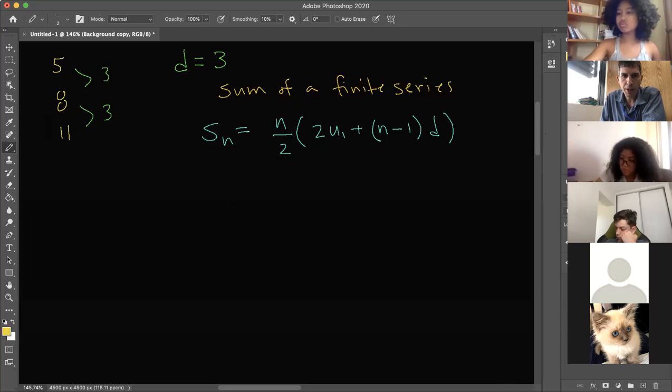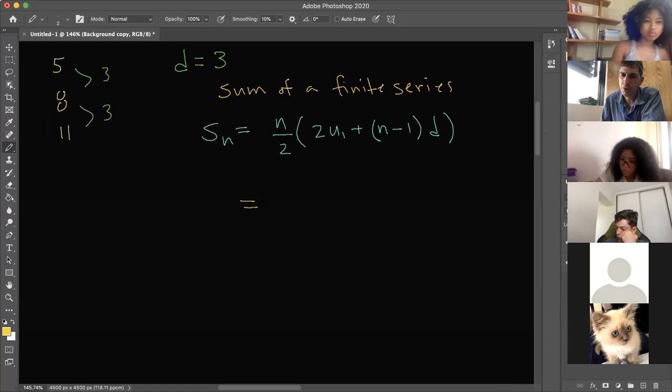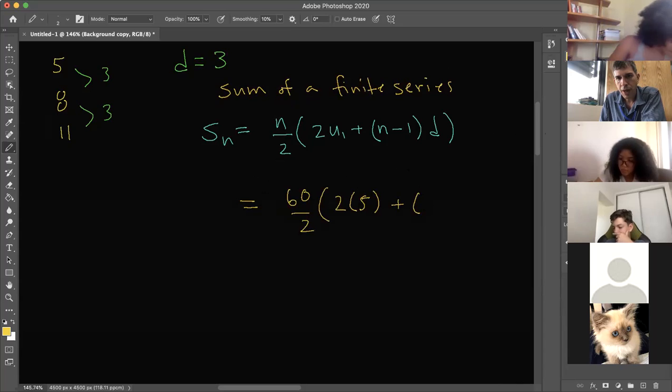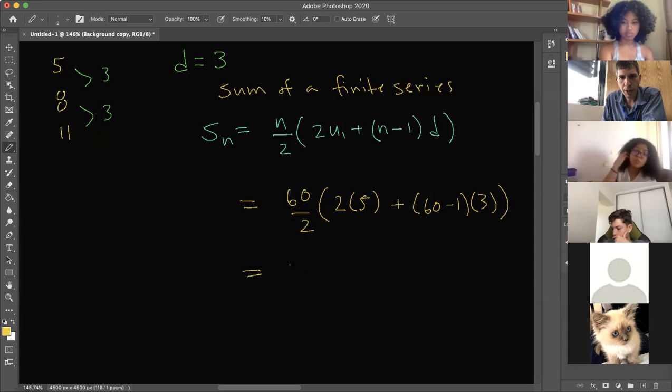To find our answer, what's the total number of terms in this series? Do you guys remember? 60. So I'm going to do 60 divided by 2. And what is the first term in this sequence? It's the first number, 5. Very good. And then plus, n is going to be 60, so it's going to be 60 minus 1 times 3 in this case. So what does it work out to be?